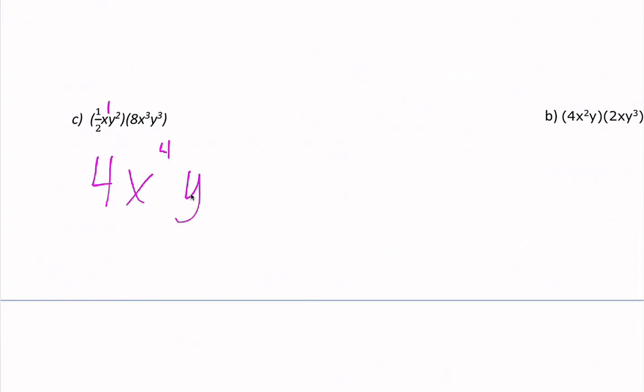So now we have to do our y, so I go ahead and write y so I don't forget. I have y squared times y to the third. So the rule is to take our exponents and add them. So y squared times y to the third will actually give me y to the fifth.